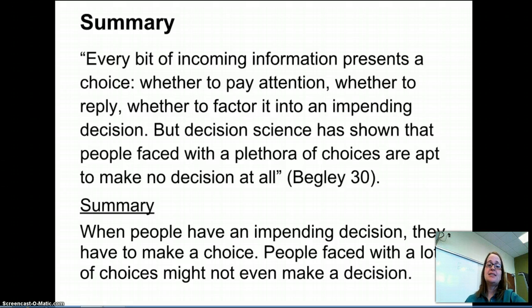When people have an impending decision, they have to make a choice. People faced with a lot of choices might not even make a decision. Well, at first glance, it seems pretty good. It restates the basic information from the original, and it does so in a shorter way. But now look back at it, and I want you to look and see if there are words in that longer section that were reused in the summary that I wrote, that bottom one. Can you see maybe any words that are the same?